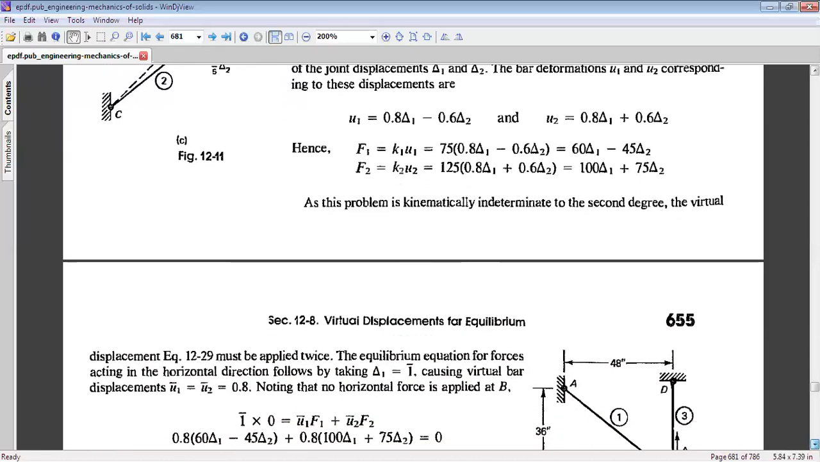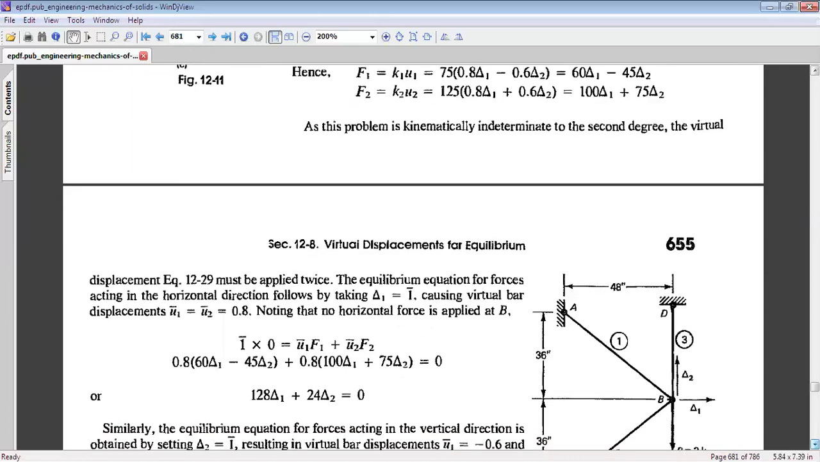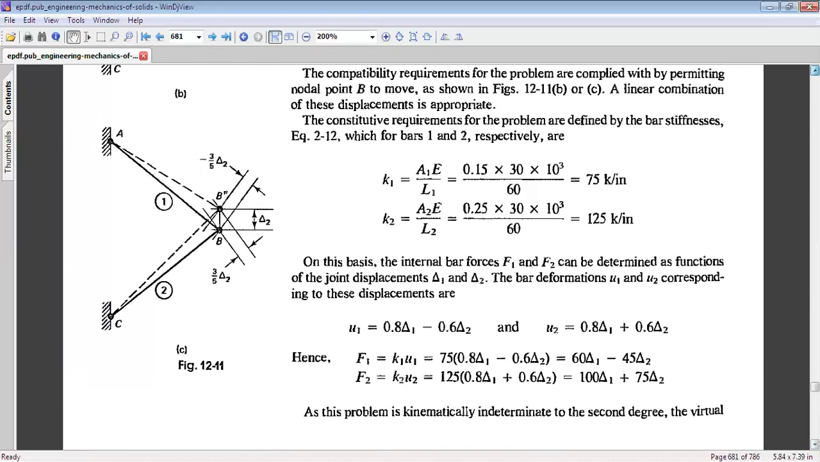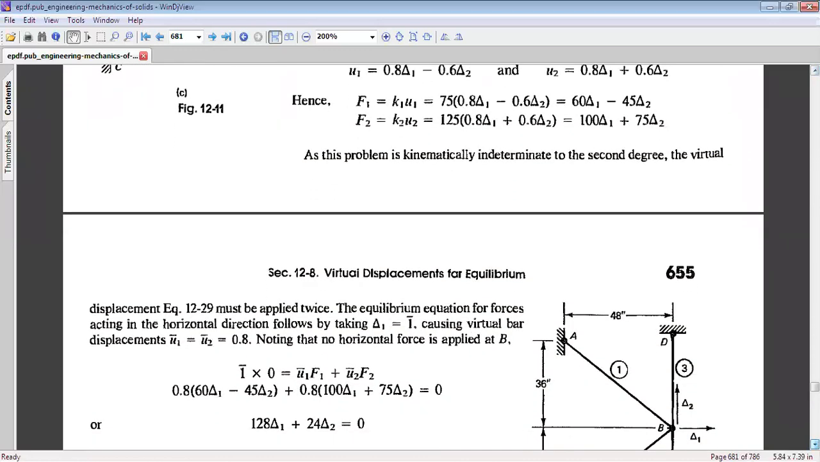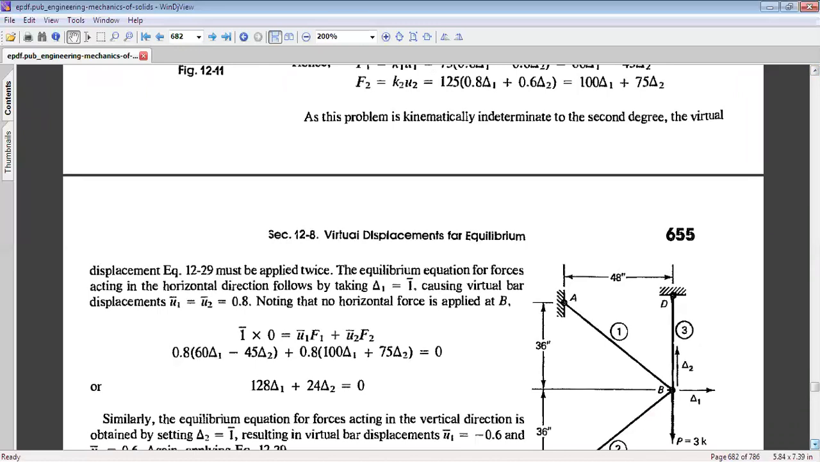Now let us apply the principle of virtual work, the displacement method of virtual work. In this method, we can write 1 bar into 0 equal to U1 bar capital F1 plus U2 bar capital F2, where 1 bar is the unit virtual displacement that we have applied at point B in the horizontal direction. Into 0 because there is no real force existing at point B in the horizontal direction.